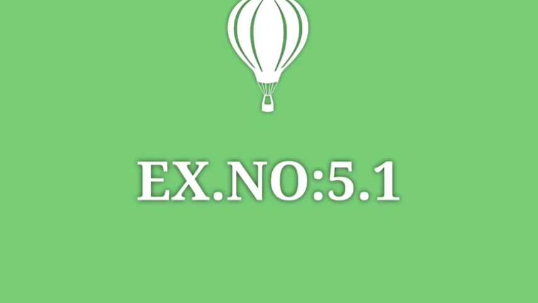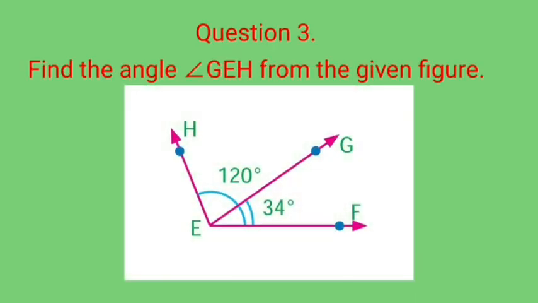Let us see some of the questions and answers from the exercise number 5.1. Let's start with question number 3. Find the angle GEH from the given figure.